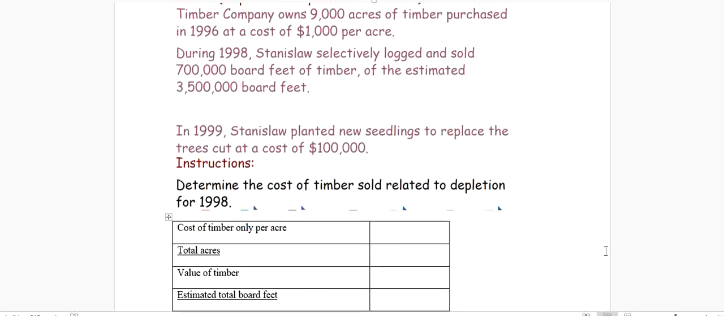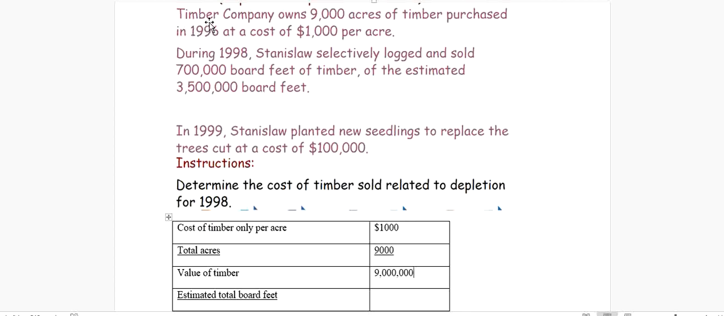What is the cost of timber per acre? Per acre we have $1,000. That's the rate. And what was the total number of acres that we purchased? We purchased 9,000 acres. So when you multiply 1,000 with 9,000, we get a value of $9 million. It means that this timber natural resource was purchased for $9 million.